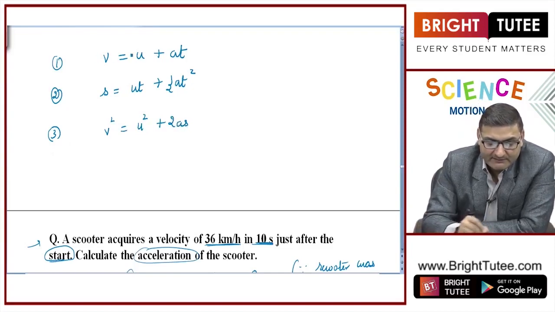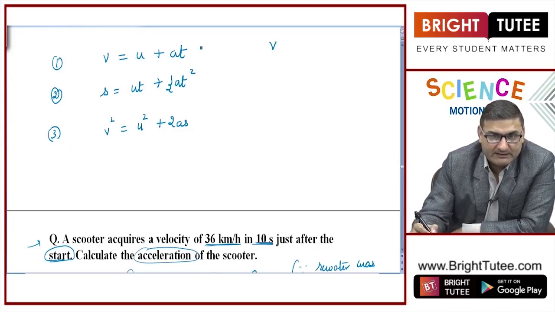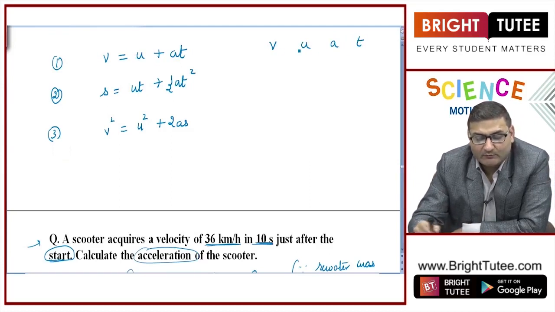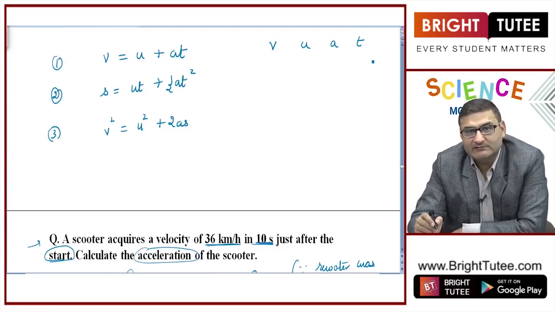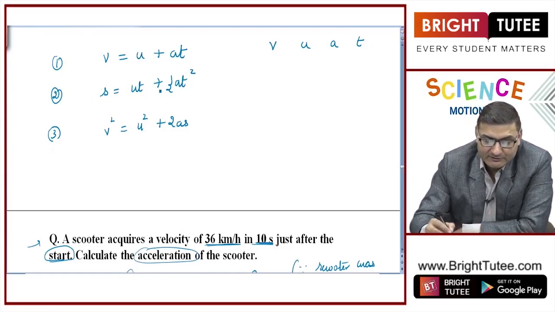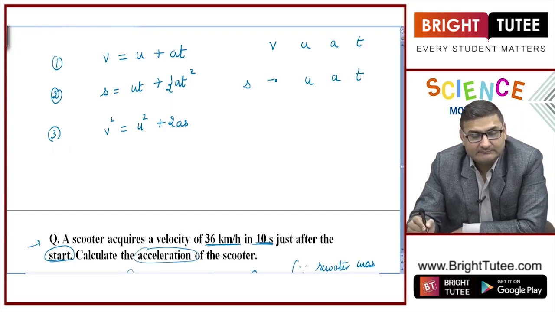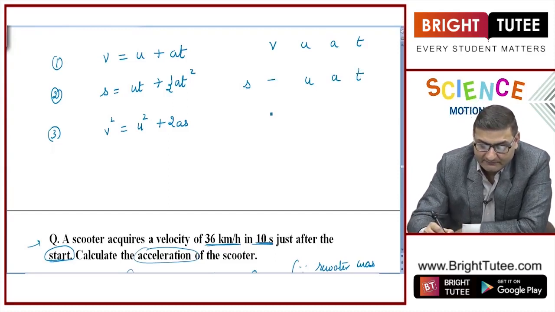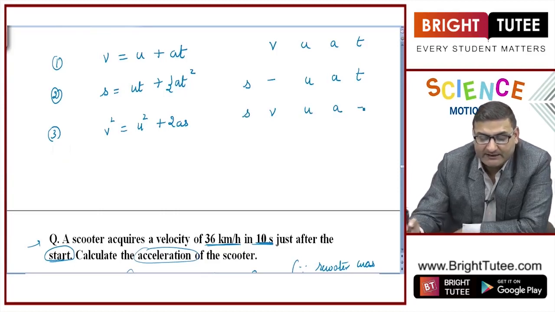Now, whatever is given in these equations, I can relate. From the first equation of motion, I can find the value of v, or u, or a, or t, provided the other values are given. These are the four things that I can calculate from the first equation of motion. From the second equation of motion, I can find s, u, a, t, but I can't find v. From the third, I can find v, u, a or s, but I can't find t.